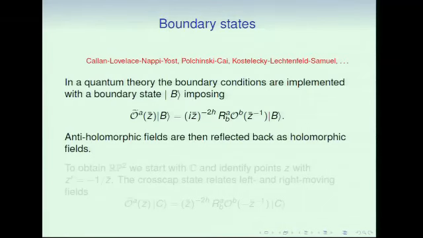Now, starting with a complex plane, to obtain the disk, what we do is to identify 2 points, let's say z and z prime, where z prime is equal to 1 divided by z bar. And then the boundary is, of course, z z bar equal to 1, the unit circle.